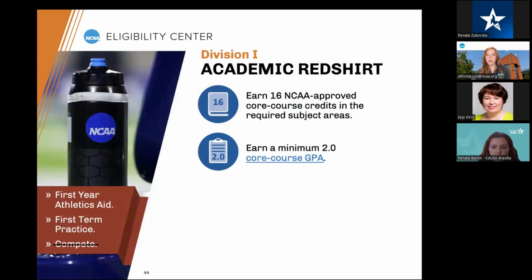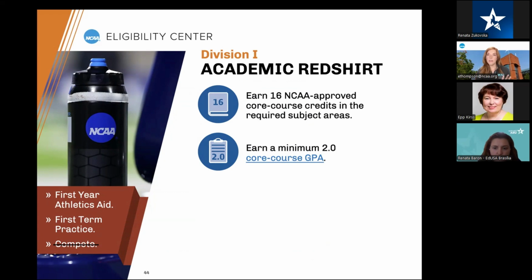So Division One also has what's referred to as an academic redshirt. So if you got 16 core courses, graduated secondary school, but you did not get the 2.3 GPA, maybe only 2.0, that would mean that you could be an academic redshirt, which means you can practice in the first term and you can receive your scholarship in the first year. You just cannot compete that first year.